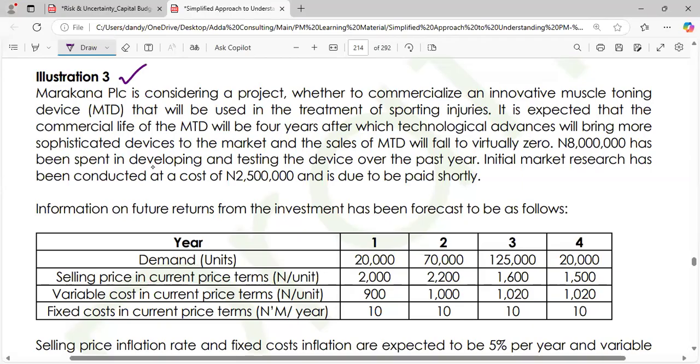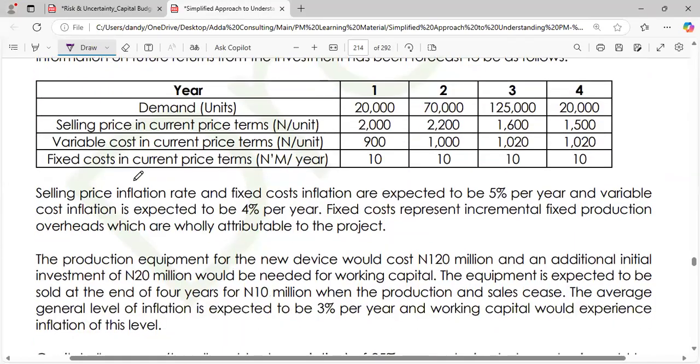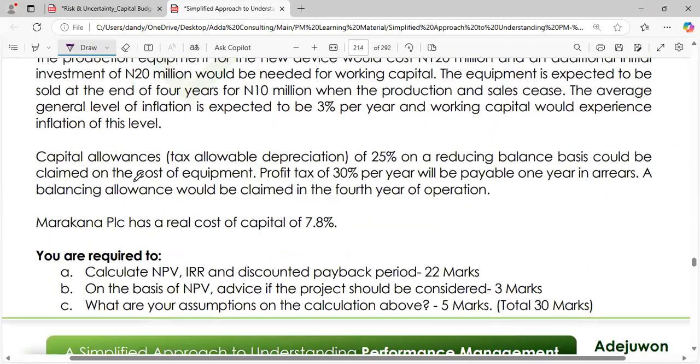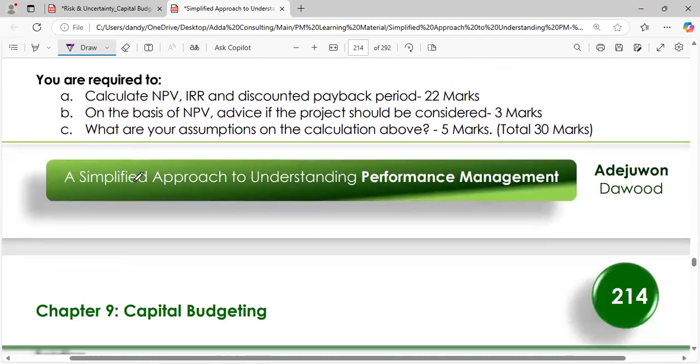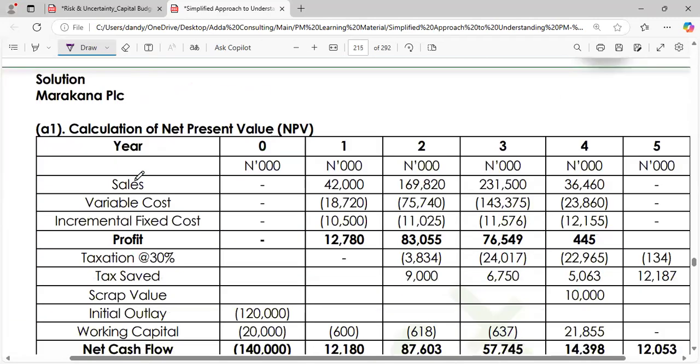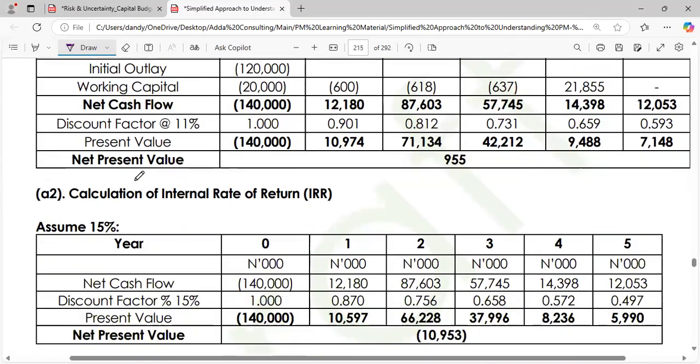In this one, the cash flows given to us are in current value terms, meaning that they are real cash flows. Your inflation should start from year 1 in this case. So check the solution, how I treated it, so that you can gain more insights on the topic. Make sure you go through it, master it.